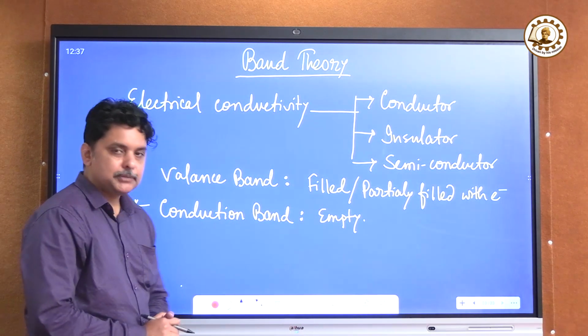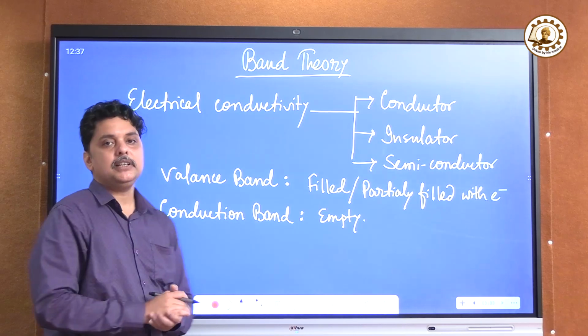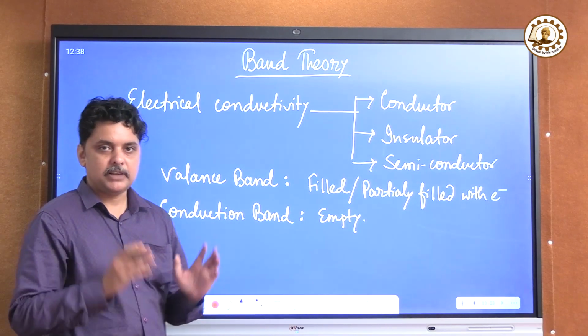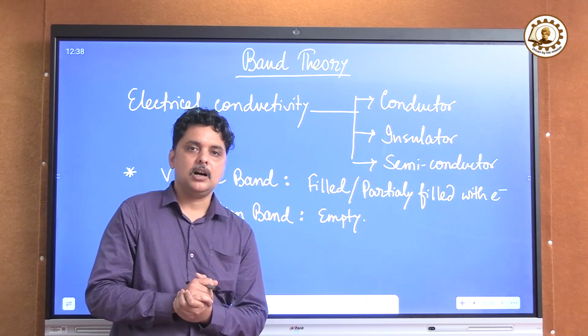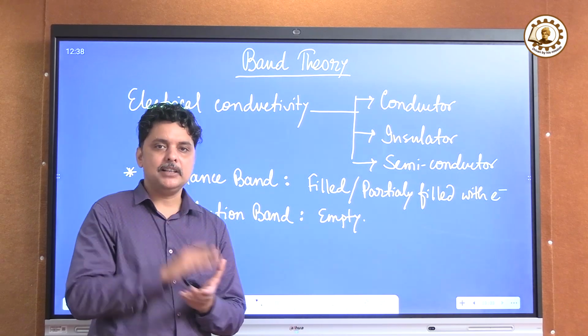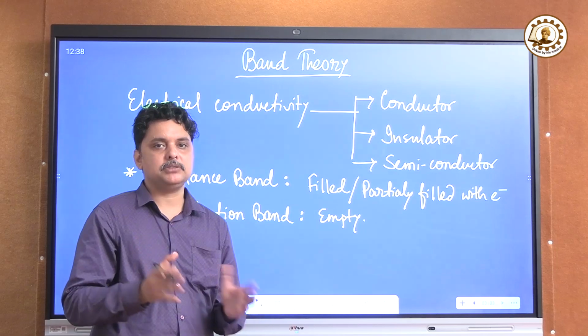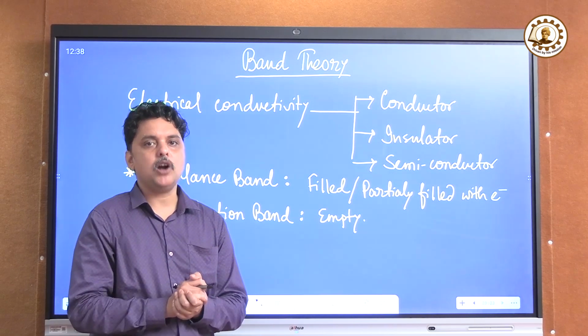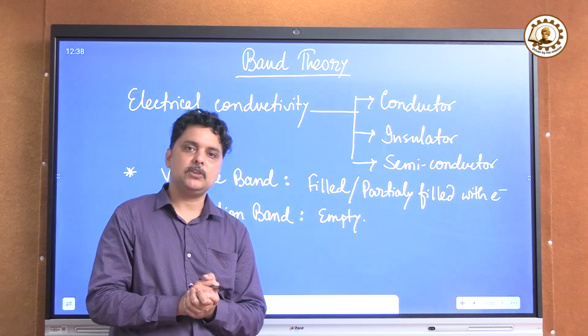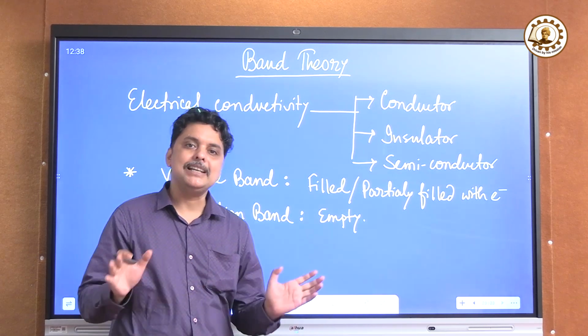According to band theory, whenever we have a solid, there are two types of bands. Bands of what? Bands of orbitals. The valence band is made up of orbitals which are occupied by electrons. It can either be completely filled or partially filled, whereas the conduction band is completely empty.